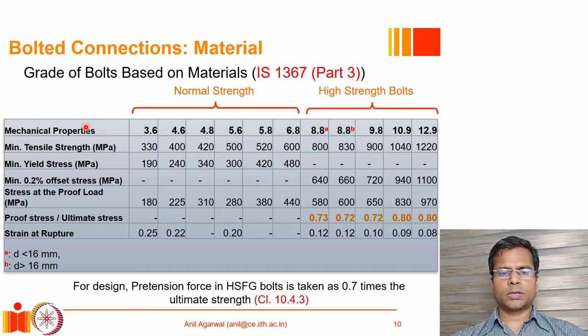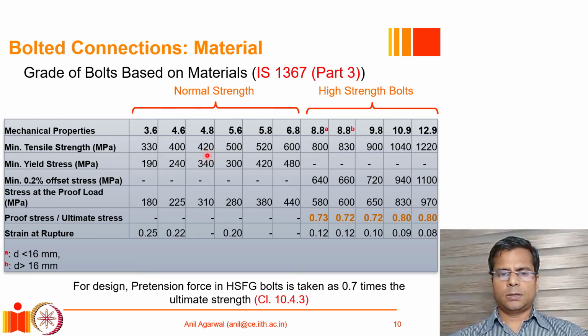Now, the most critical mechanical property that is used to classify these bolts is the minimum tensile strength. Actually, these numbers can be read to understand the approximate tensile strength and approximate yield strength of a bolt. For example, if a bolt has a classification of 4.8, it basically means that it has a tensile strength of almost 420 MPa and a yield strength of 340. If we multiply 420 with 0.8, we will get 340. That is how this classification works.